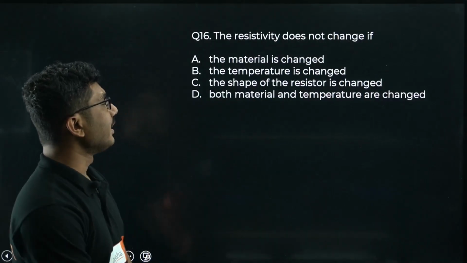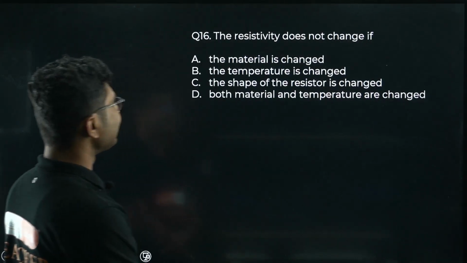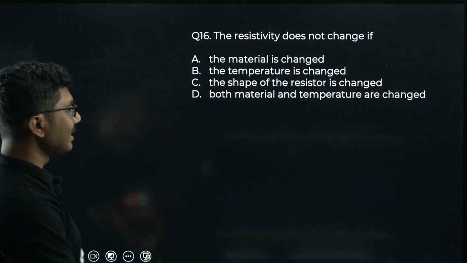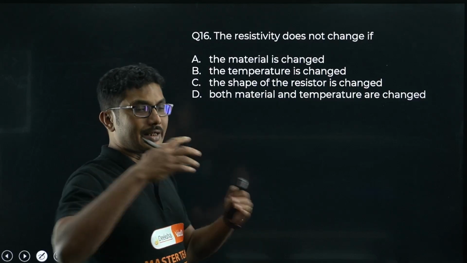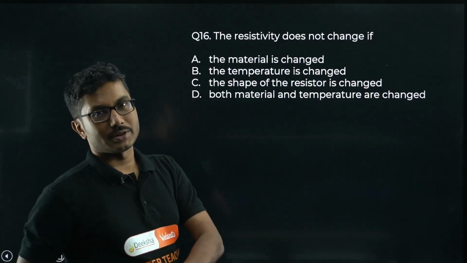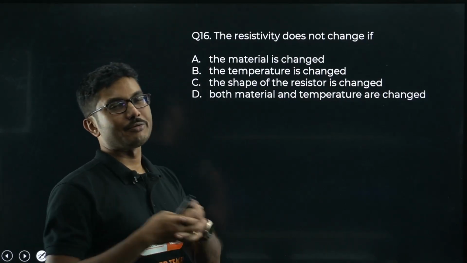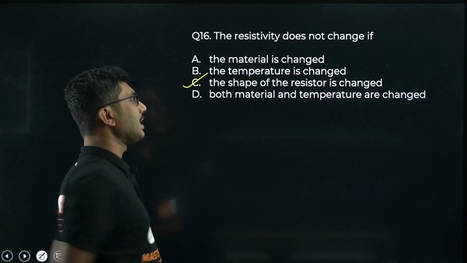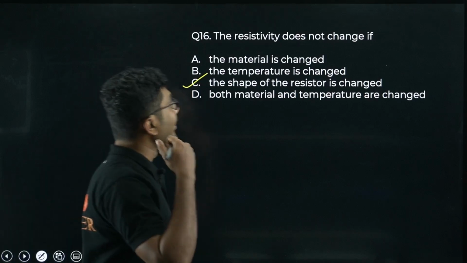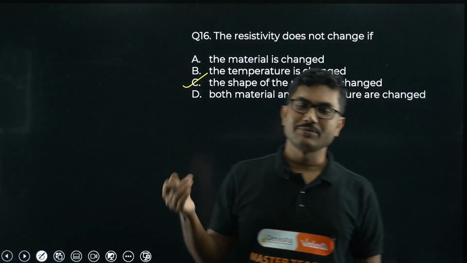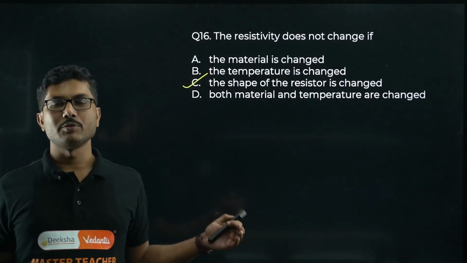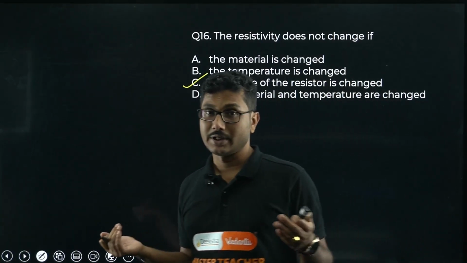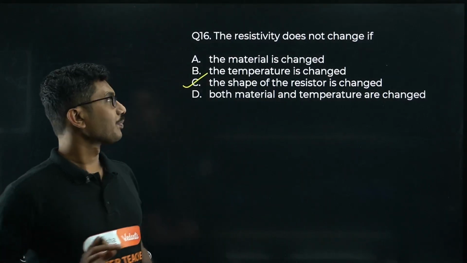Now, the resistivity does not change if the material is changed, the temperature is changed, the shape of the resistor is changed, or both material and temperature are changed. Resistivity depends only on material and temperature. If you change material or temperature, definitely resistivity will change, but it is independent of the shape of the resistor. If you make it longer, smaller, or thinner, it does not matter. Resistance will change, resistivity will remain the same.